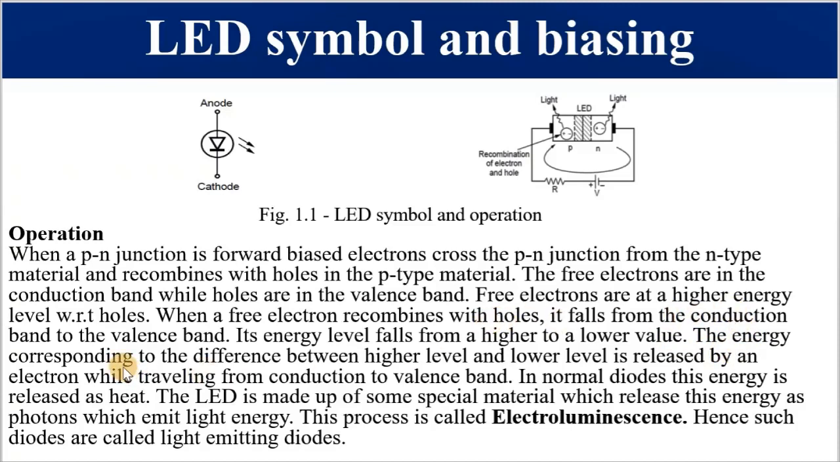And the energy corresponding to the difference between the higher level and lower level, we know is the energy gap, and it is released. You remember when an electron escapes from the valence band to the conduction band, it would have gained energy greater than the energy gap, but this time that energy must be released, and it is going to be released as light as well as heat. The LED, of course, is made up of some special material which releases this energy as photons.